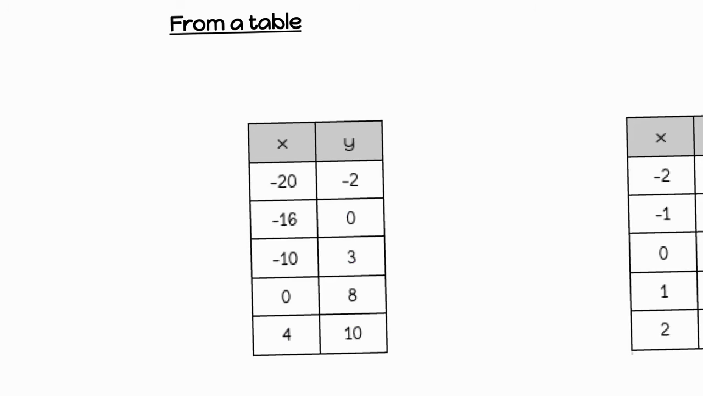So as we look at this first table, we see the ordered pairs negative 22, negative 16, 0, negative 10, 3, 0, 8, and 4, 10. So immediately we should notice the 0 in the y position here and the 0 in the x position here. So when we think of those two ordered pairs, we have 0, 8. Let me do a little quick drawing here. 0, 8 would be 0 and 8 right there. So that would be our y-intercept.